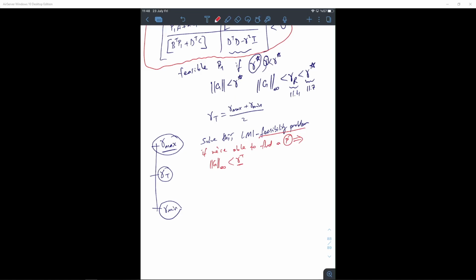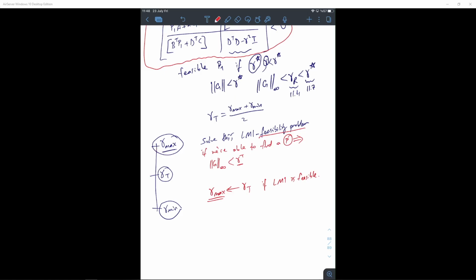So we are going to use now gamma max. We are just going to, okay, I'm not explaining it very well. We are going to change gamma max by gamma t, if the LMI is feasible. We're going to do it like that.